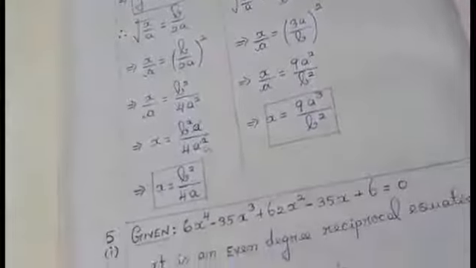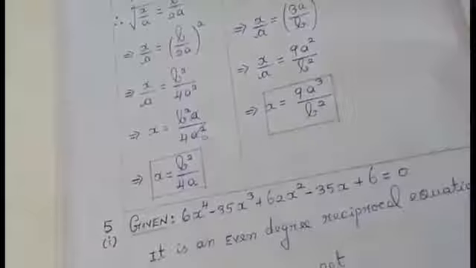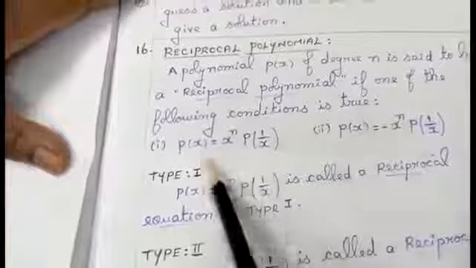So next we are going to start with exercise 3.5 fifth sum, but before starting with the fifth sum we are going to have some concept. After seeing those concepts we are going to start with the fifth sum. A reciprocal polynomial. A polynomial p of x of degree n is said to be a reciprocal polynomial if one of the following conditions is true. So they have given you these two conditions. Let it be as it is.